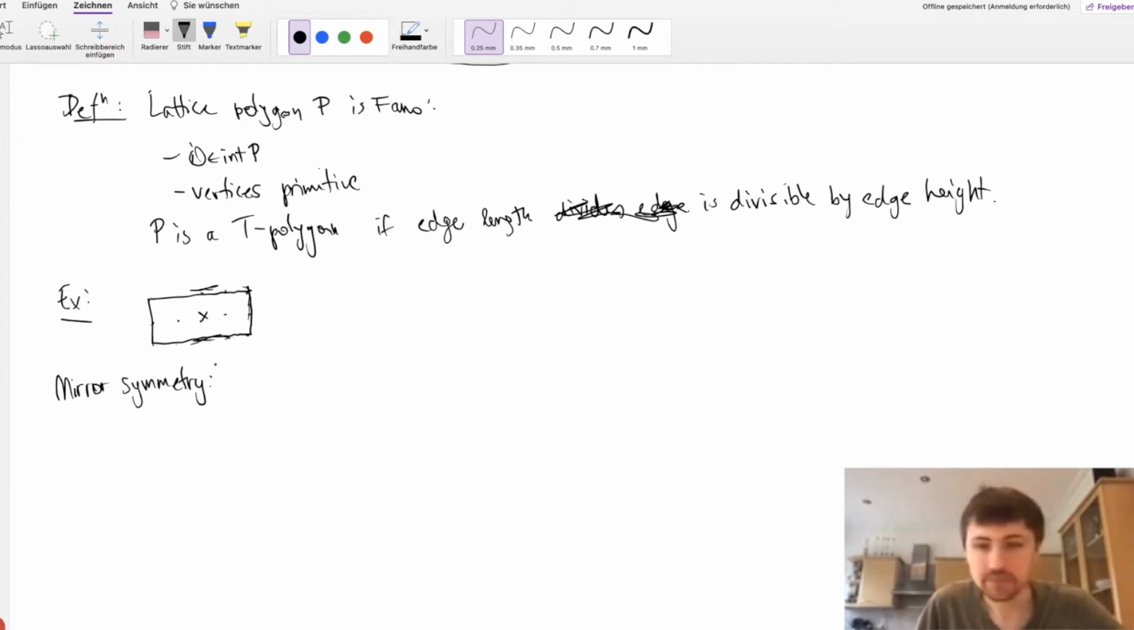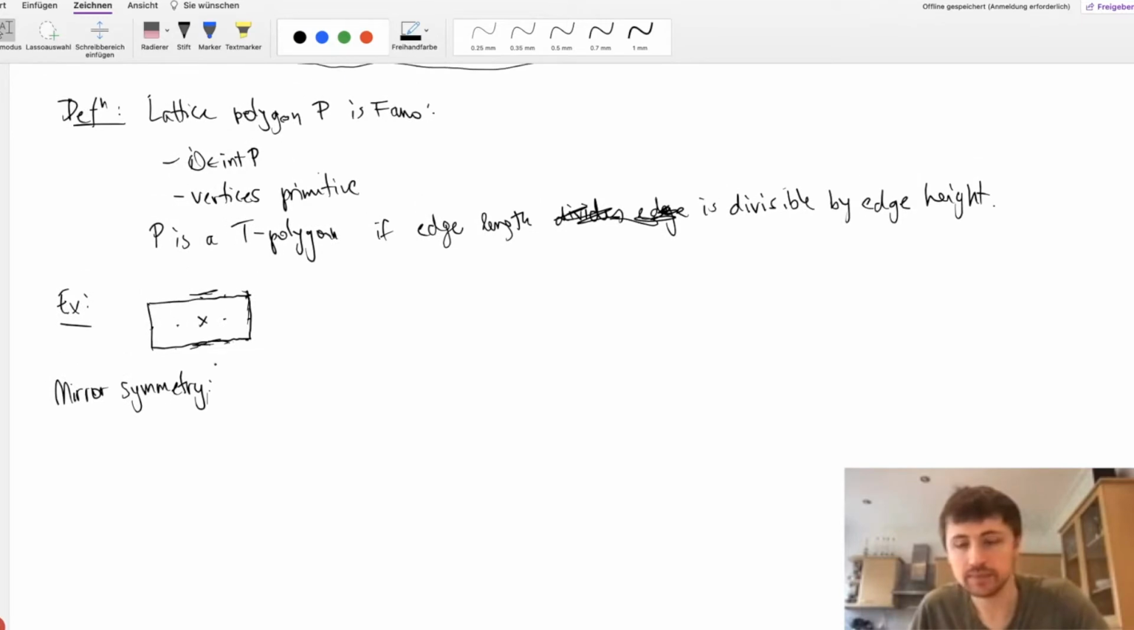Maybe let me ask just a quick question to clarify. So height, you mean like you have an equation for the hyperplane cutting out the face, and the linear function equal whatever, this is the height. Yes, exactly. So measured with respect to the normal vector to the edge. There's a unique hyperplane with that normal vector which contains the edge.